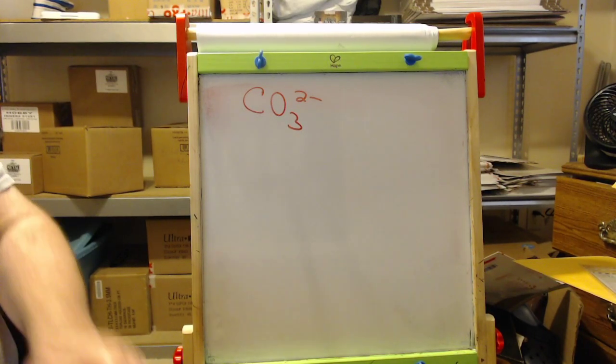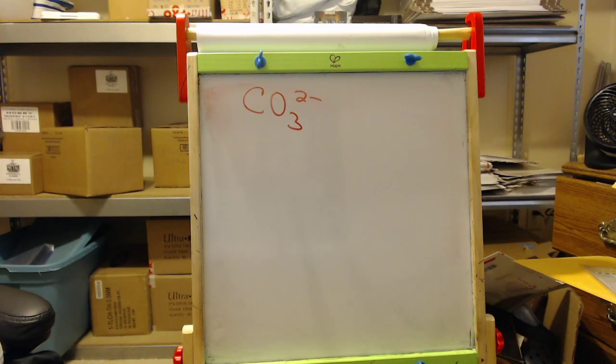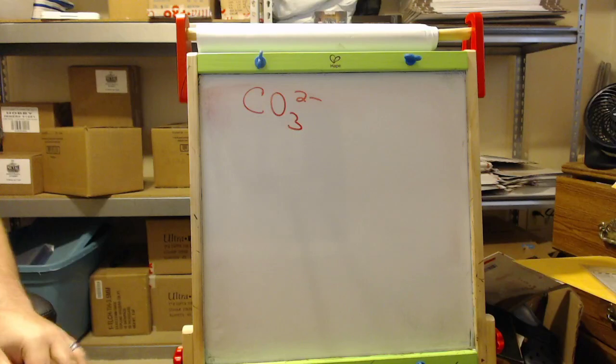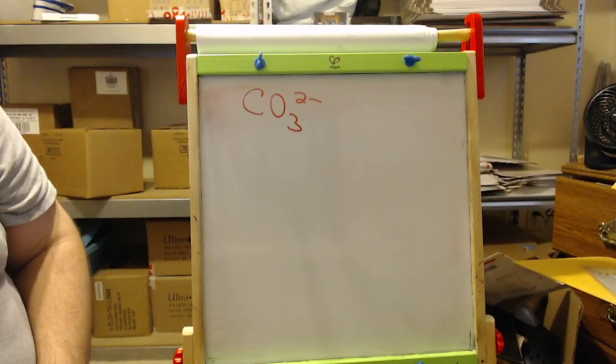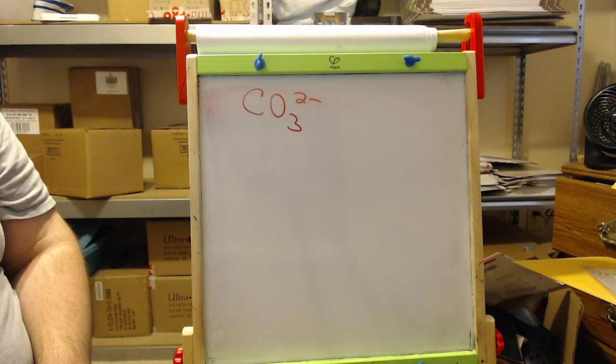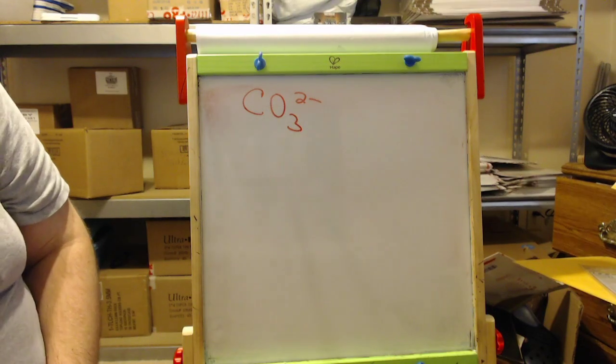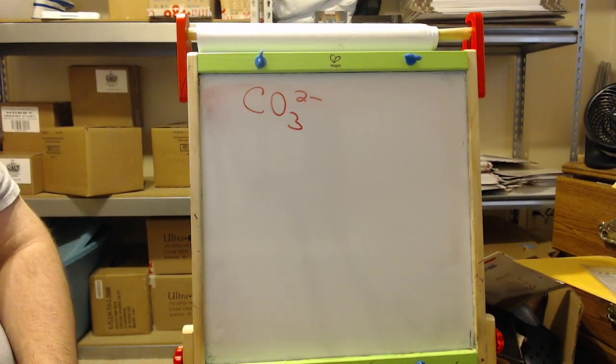So questions I need answered. How many valence electrons should we start with? What's our central atom? Need more than 12.